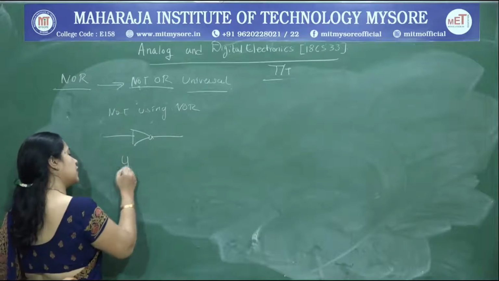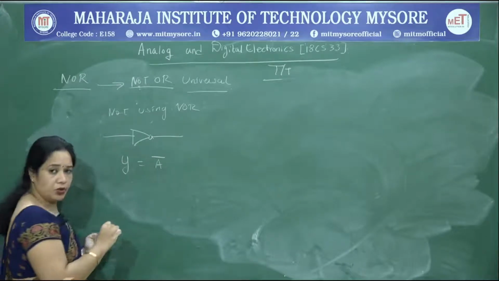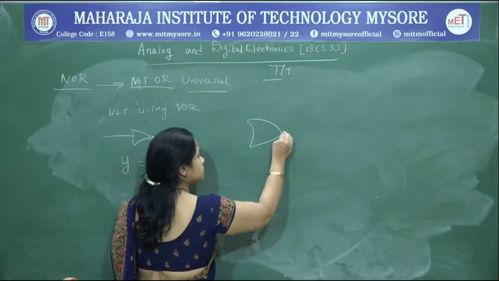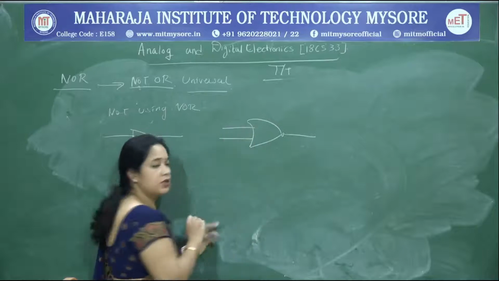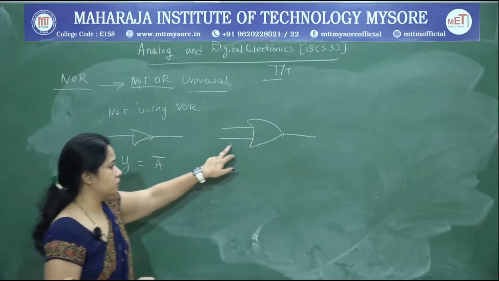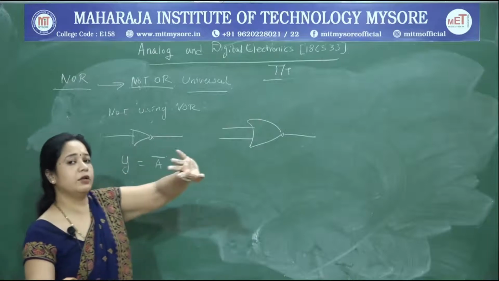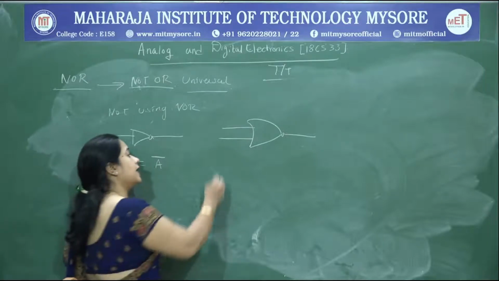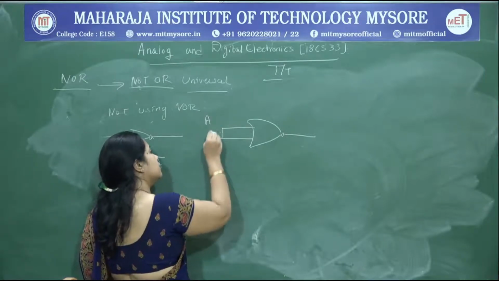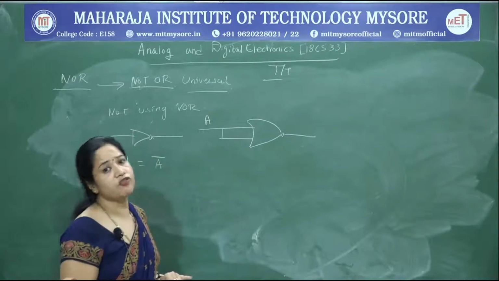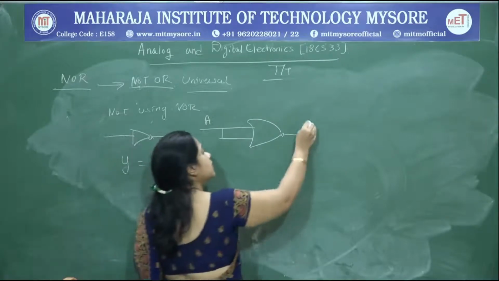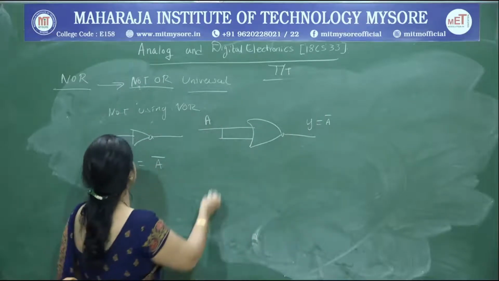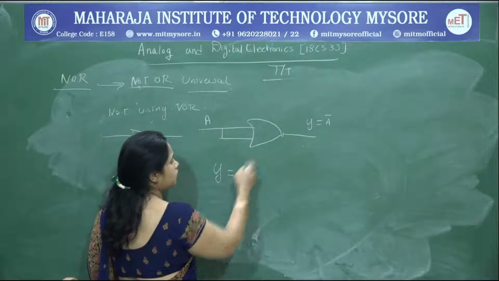So I want to realize a NOT gate using NOR gate. So what is NOT gate? Y is A bar. So I want to use NOR gate to realize it. So because this is a 2 input NOR gate requires minimum 2 inputs, but here I need to have a single input. What I do is I simply give the same input to both the inputs of your NOR gate. Y is going to be A bar. We will just try to justify this.